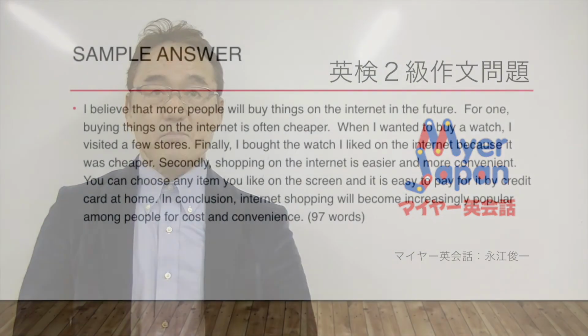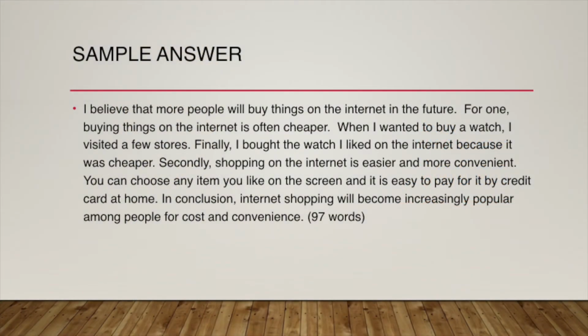Sample answer. Here is one sample answer that you can write. I believe that more people will buy things on the internet in the future. For one, buying things on the internet is often cheaper. When I wanted to buy a watch, I visited a few stores. Finally, I bought the watch I liked on the internet because it was cheaper.